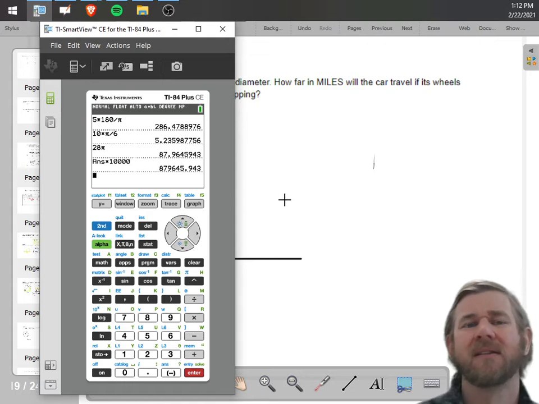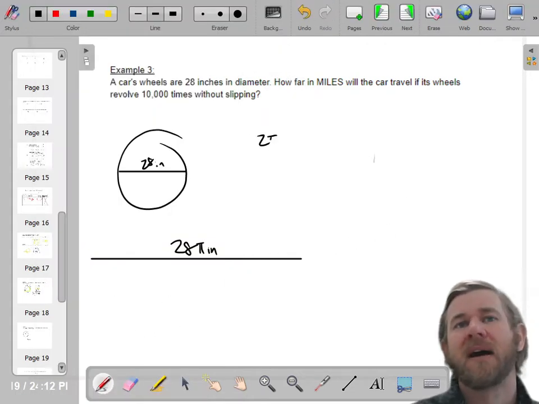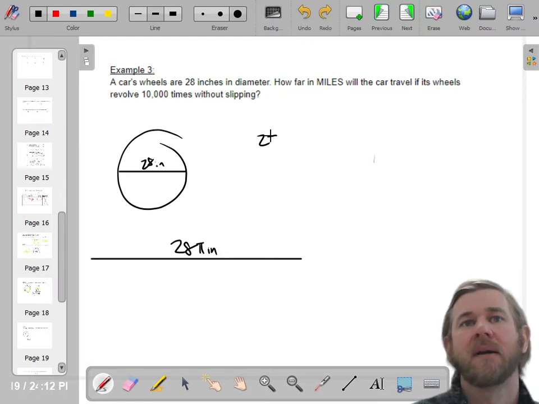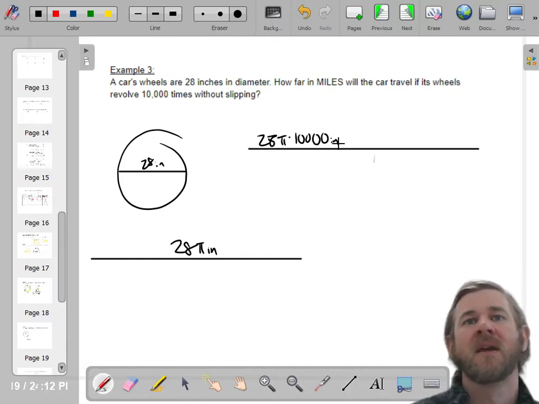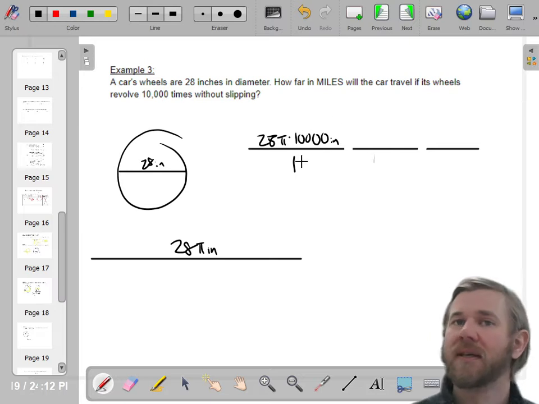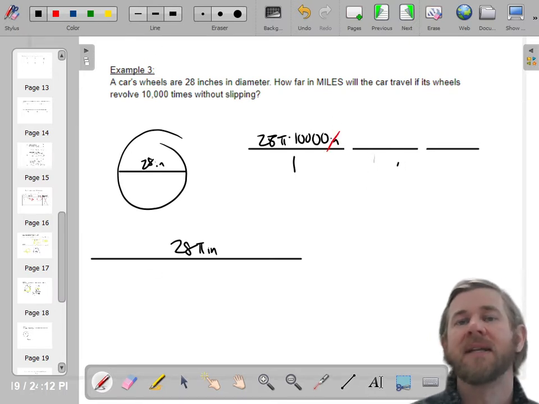So I'm just going to leave this alone. I'm going to type it all in one step. I'm going to say 28 pi times 10,000. That's how many inches we will travel. This is in inches. And we're going to do some dimensional analysis because we're going to convert inches to miles. So the way we do this is we say if there's inches in the top, then I need to cancel out inches. So I need something about inches in the bottom. And I'm trying to get towards miles.